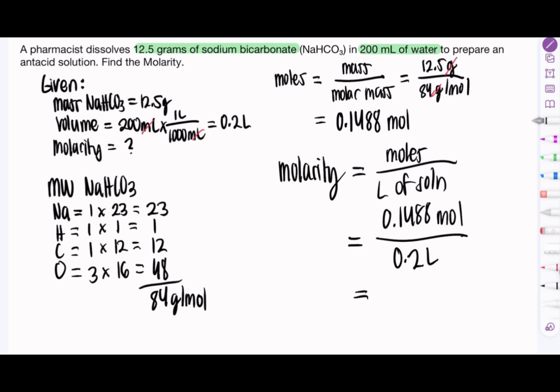0.1488 over 0.2 liters. So the answer for this question will be 0.74 moles per liter. And always remember that our molarity unit is moles per liter. Now this is the answer for our first question, which is 0.74 moles per liter. And as I have said, in my case, the other answers will be in greater than 2 decimal points, but the final answer will be staying in 2 decimal points.